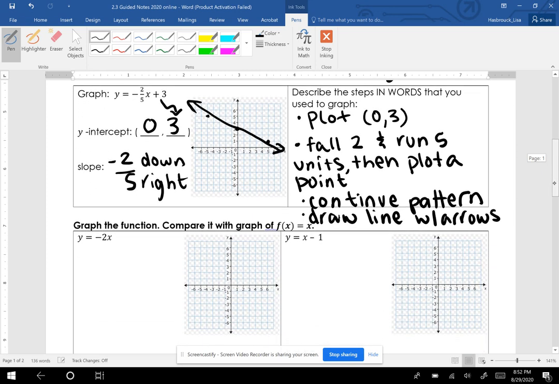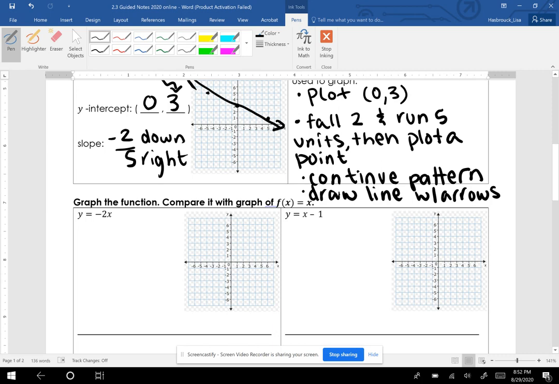In the next example, we're going to graph the function and then compare it with the parent. So for this first one, y equals negative 2x. There's no plus a number here, so that means our y-intercept is 0, 0. The negative 2 means our slope is negative 2 over 1. So I go down 2, right 1, down 2, right 1, down 2, right 1. I can also go up 2 and back 1. And then draw my line with arrows.